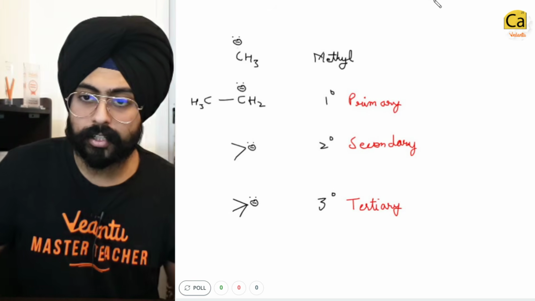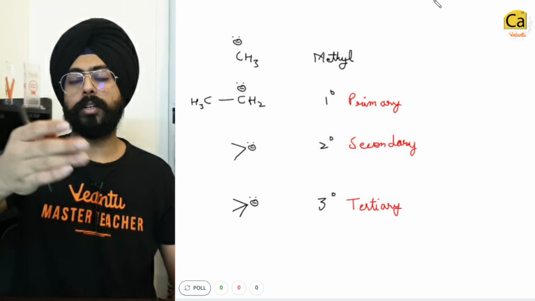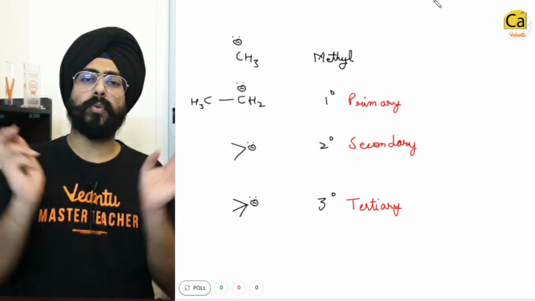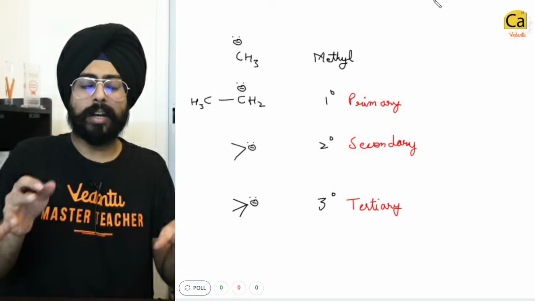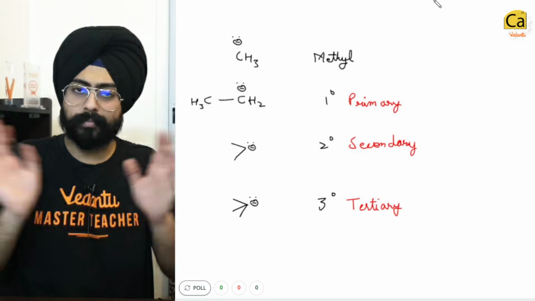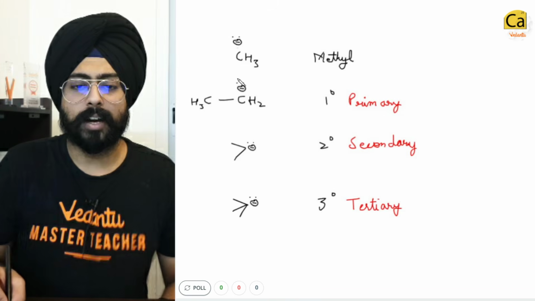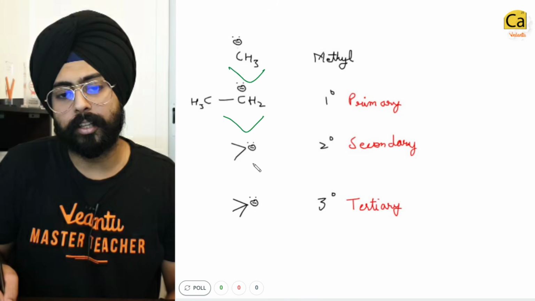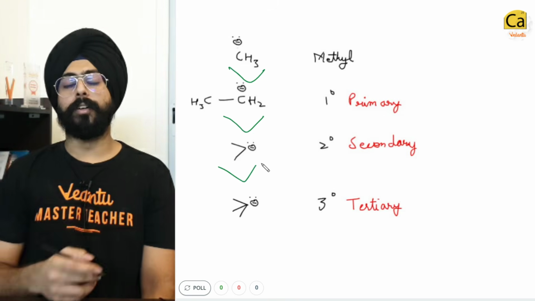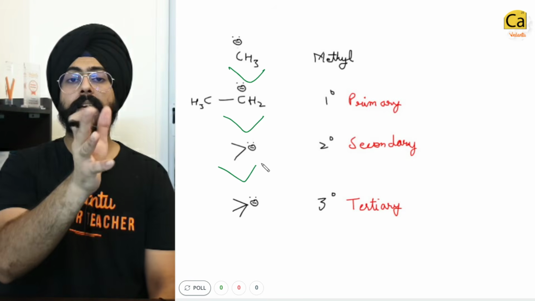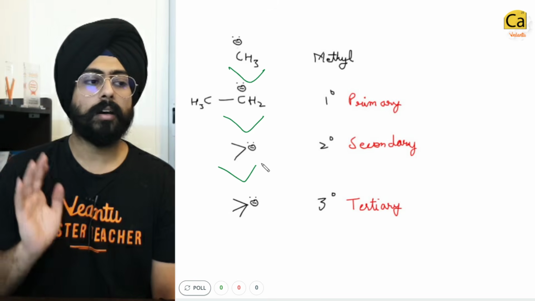Fine. That is why in carbanions the order is opposite. Carbanions want to be the least hindered. More hindrance implies more inductive effect. You don't want that. Fine, you don't want to give more electrons into the carbanion. So methyl is the most stable, then the primary, then the secondary, and then the tertiary carbanion. This completes the basics of the electronic effects in carbon and its chemistry.